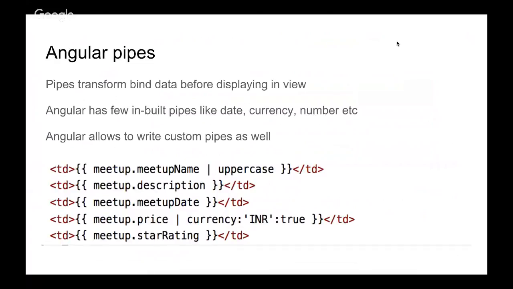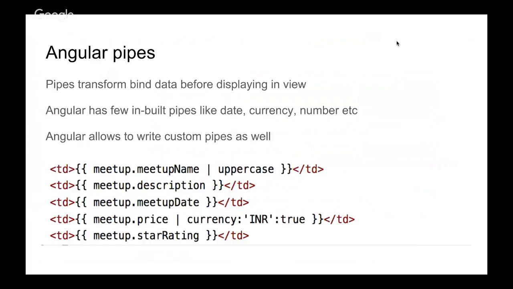Let's say you have some data, but you want to display it a bit differently in your view. Let's say the data you receive from your backend is all uppercase, but you want to display it in lowercase. We have a pipe which will just convert it to lowercase even before displaying it in the view. Angular has a few built-in pipes like date, currency, number, and many more, and Angular allows you to write custom pipes as well. Implementing a pipe is pretty simple.